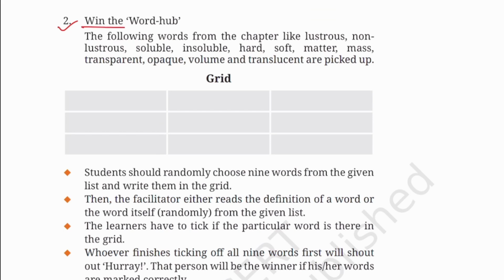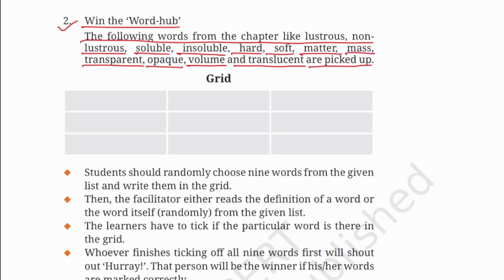2. Win the word hub. The following words from the chapter like lustrous, non-lustrous, soluble, insoluble, hard, soft, matter, mass, transparent, opaque, volume, translucent are picked up.